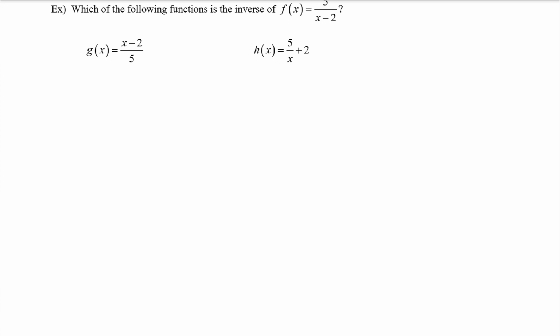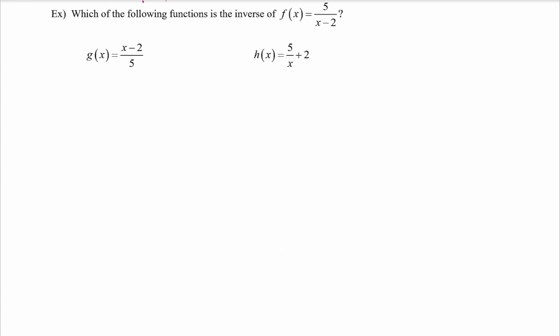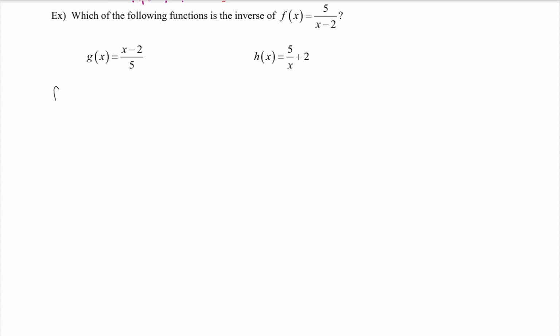So let's see that right here. First example, which of the following functions is the inverse of this function f, which is 5 over x minus 2? Well, let's see which one's going to be the inverse. So if I take g and I plug it into f, let's see what happens. If they're inverses, it should just give me x. It should just simplify to x.